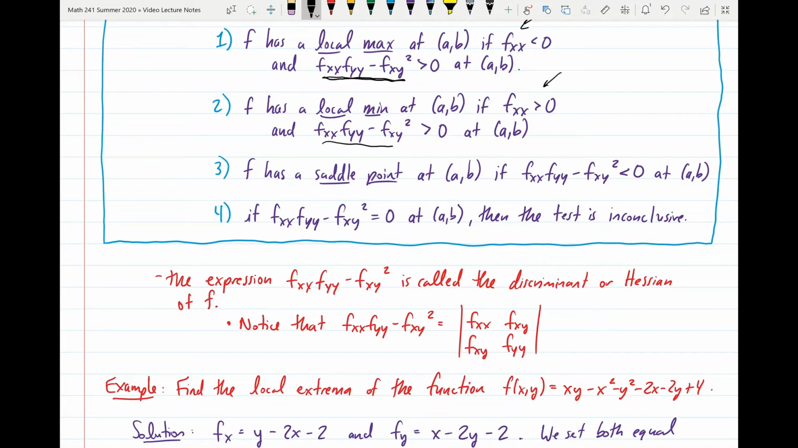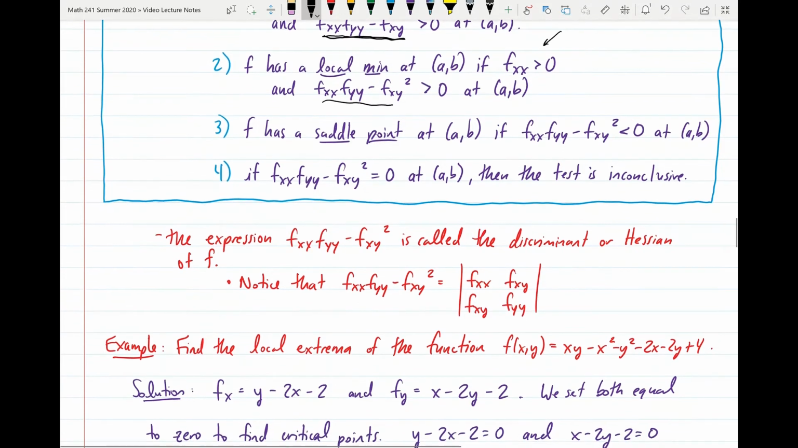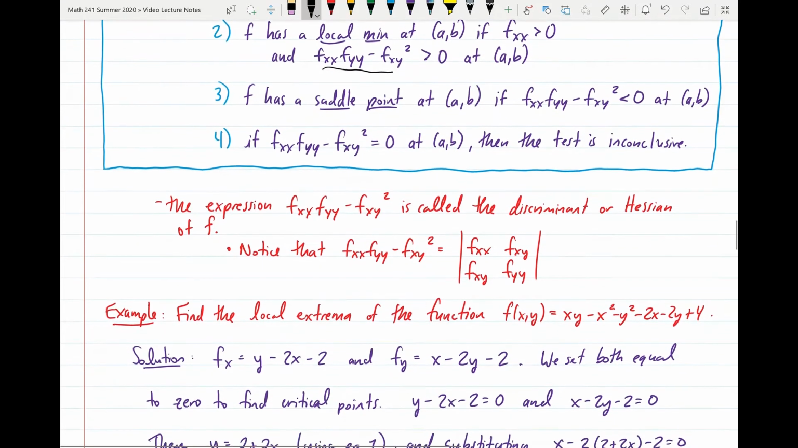But now in the third case, we have that expression is less than 0. If that expression is less than 0, we always have a saddle point. And finally, if this infamous expression f sub xx times f sub yy minus f sub xy squared is equal to 0 at the point (a, b), then the test is going to be inconclusive. So this last point 4 here is kind of similar to the second derivative test from Calc 1, where we got that the test was inconclusive if the second derivative was equal to 0 at a point.